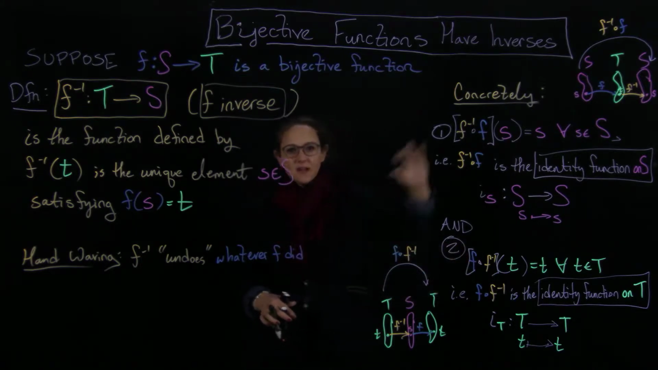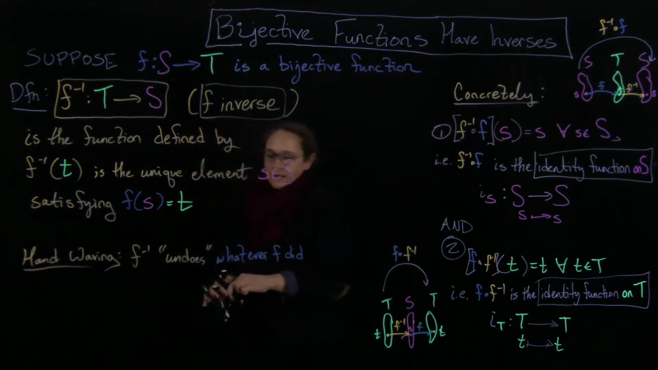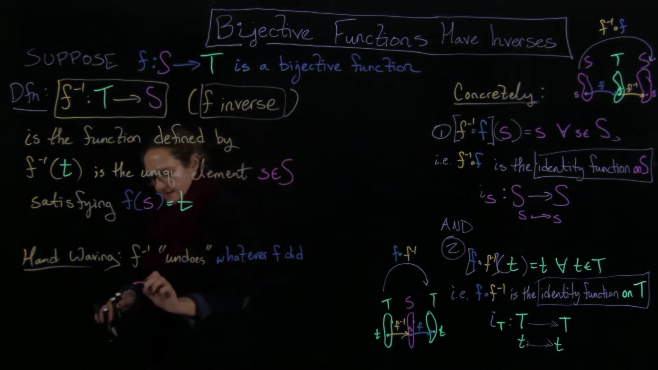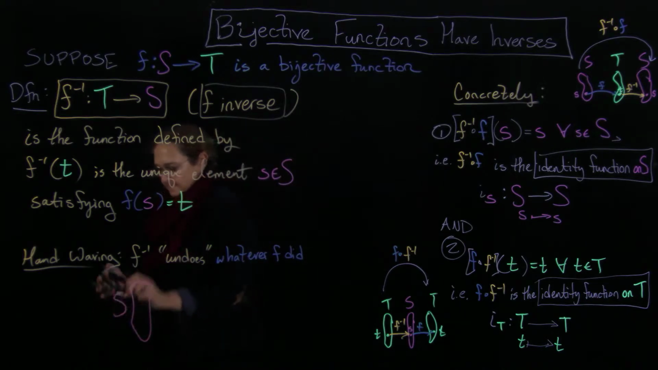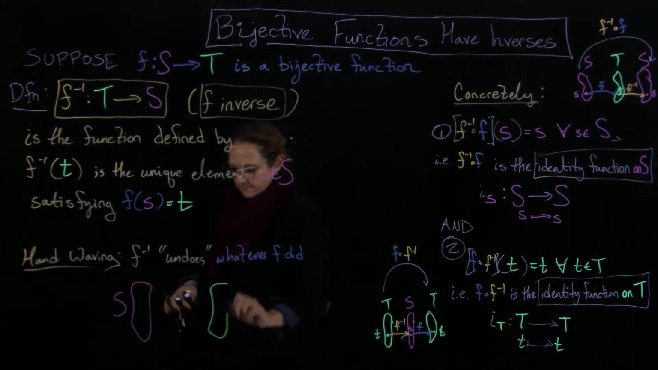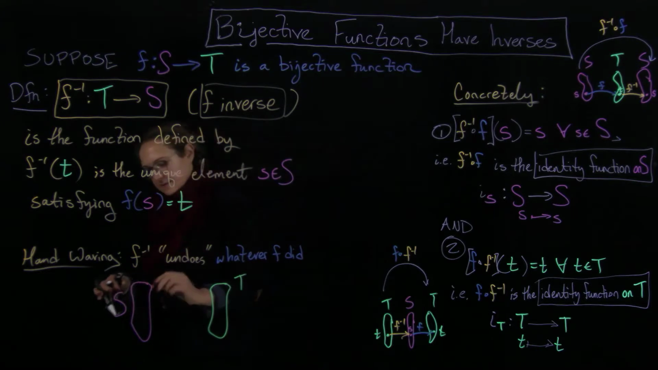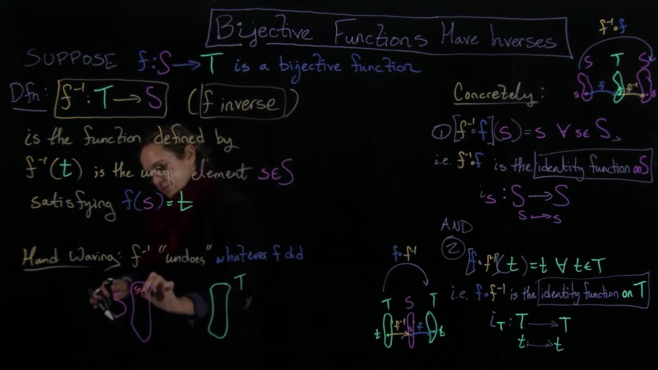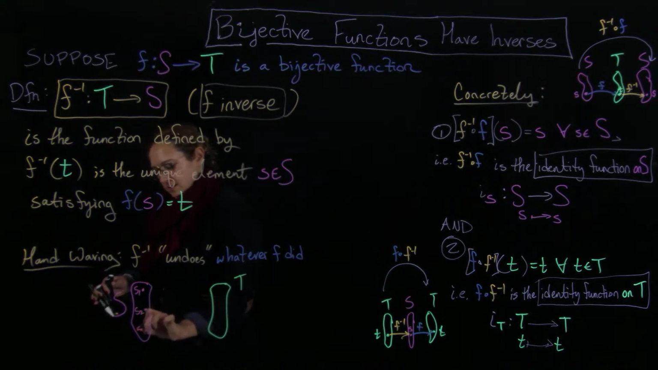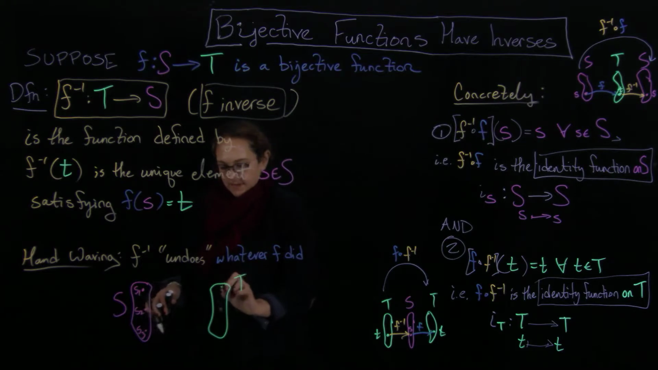Okay, so this is the picture that goes with those, and then we have an overall picture for the entire thing. So we have this S here and this T here, and I have these elements S1, S2, and S3, and then the elements T1, T2, T3.